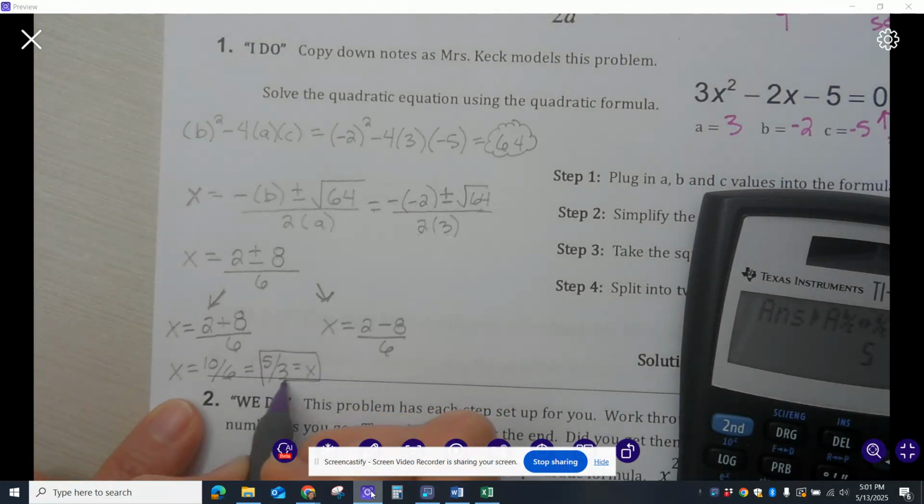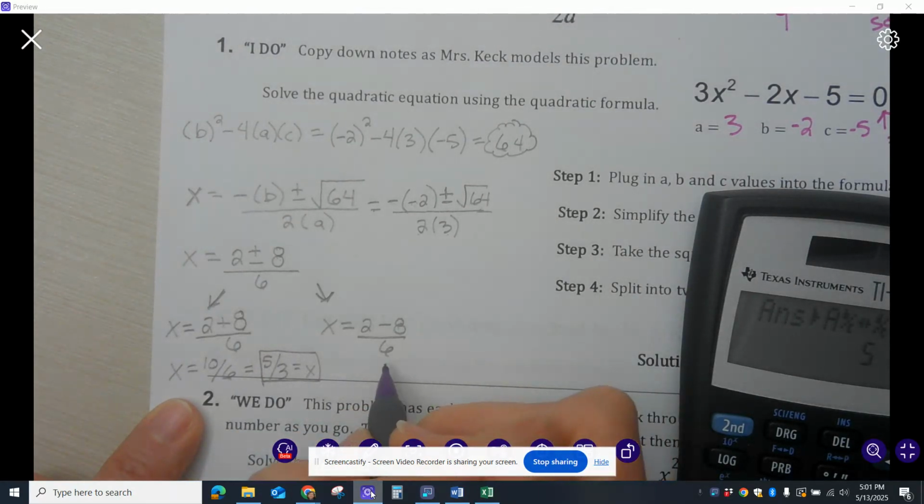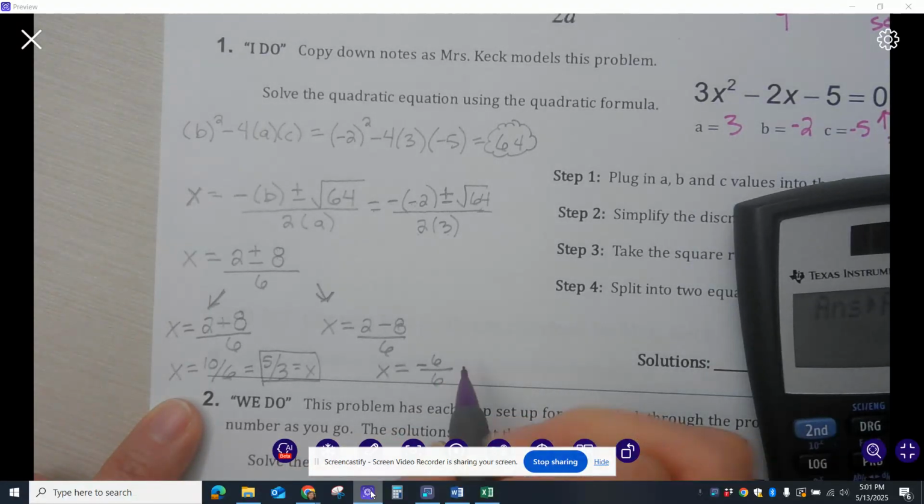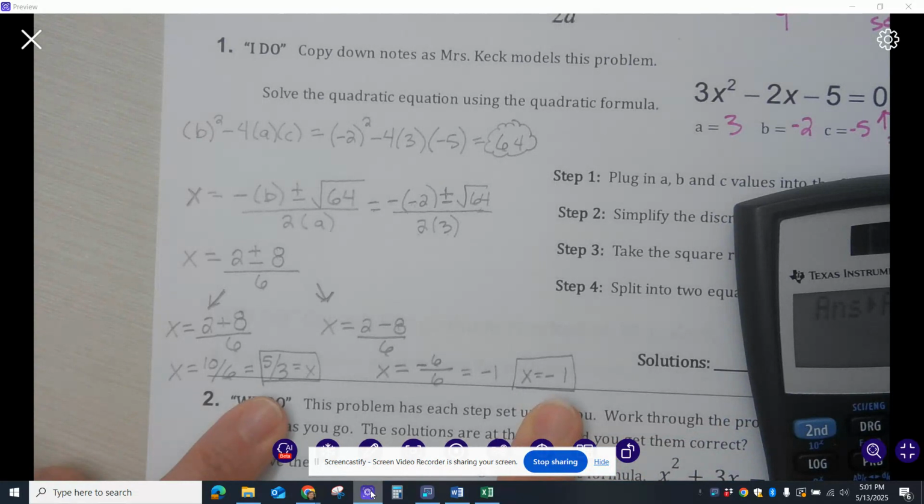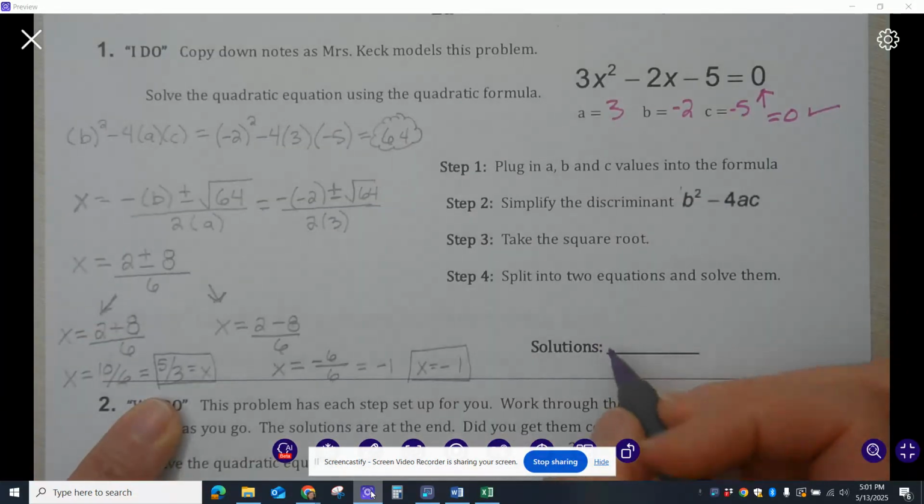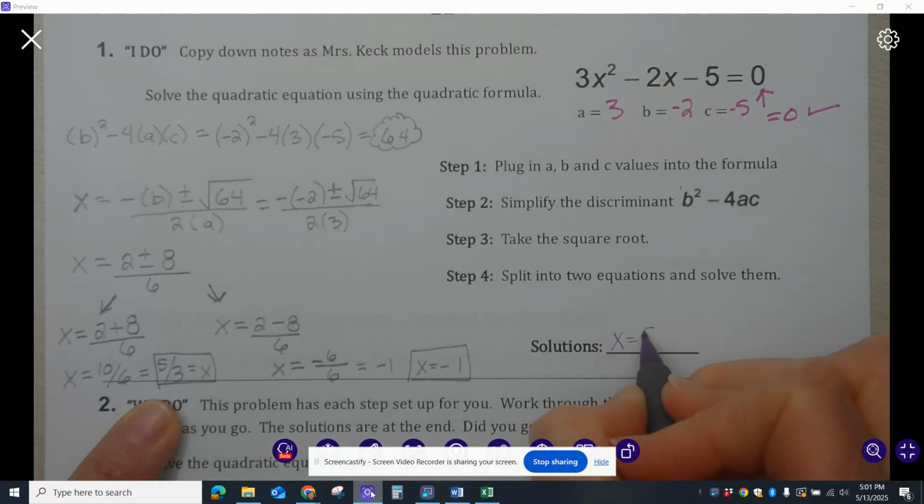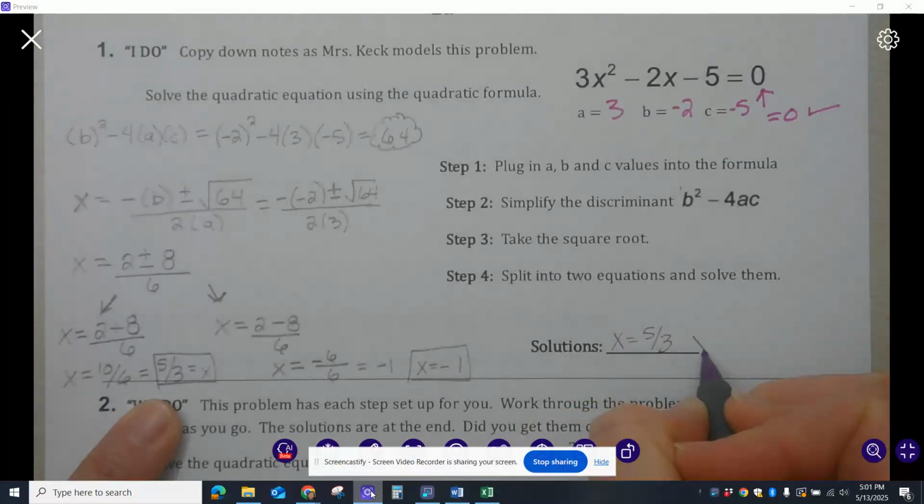That's also fine. And then the other one is x equals 2 minus 8, which is -6/6. That one I can do in my head. That's -1. So my other answer is x equals -1. So 2 solutions because our discriminant was positive, and they are x equals 5/3 and x equals -1.